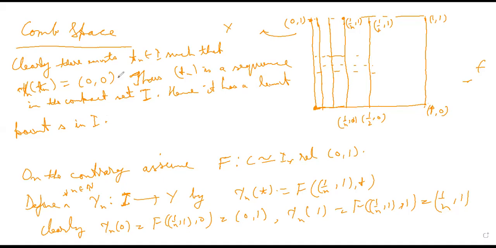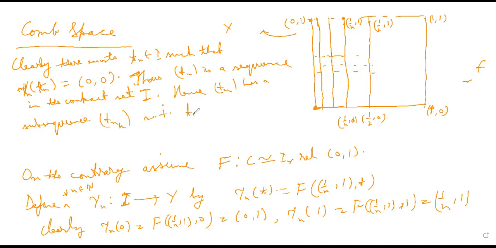Now, that is, Tn has a subsequence Tnk such that Tnk converges to S in I.